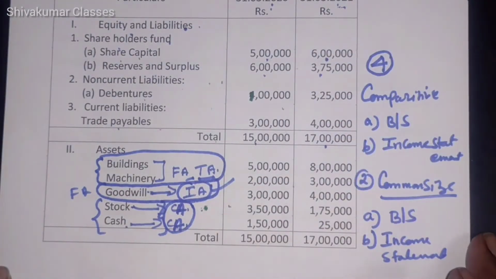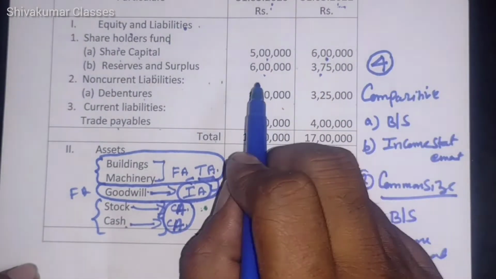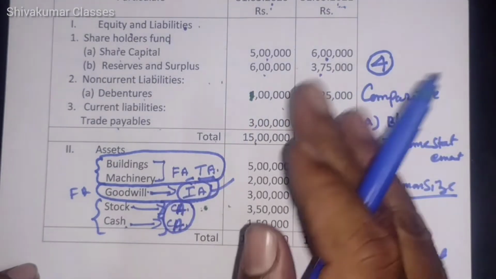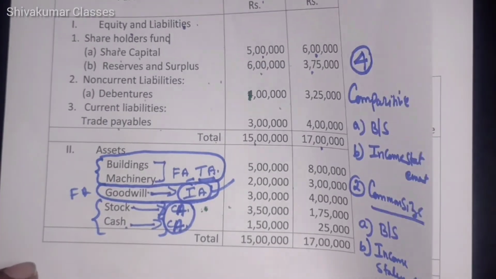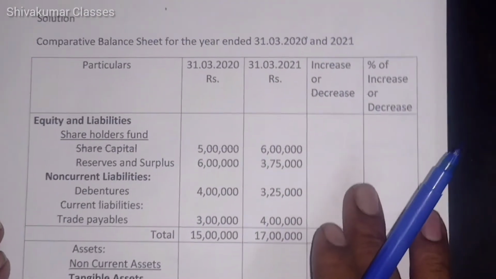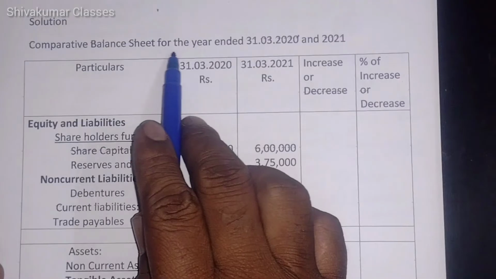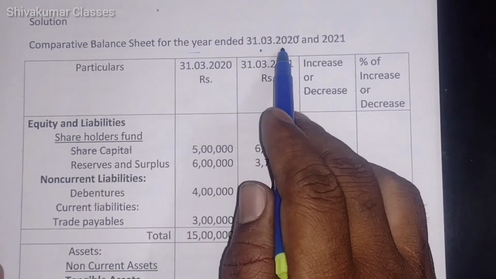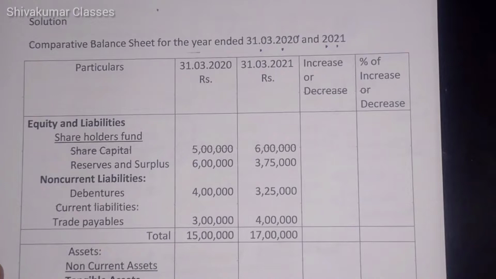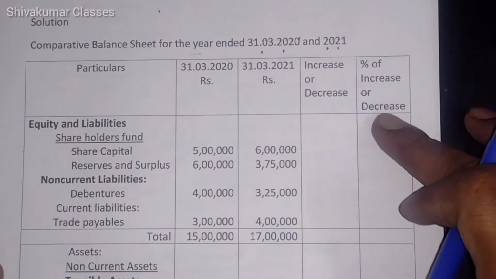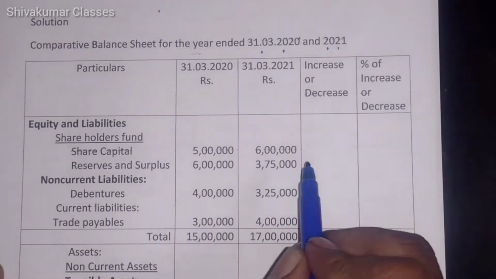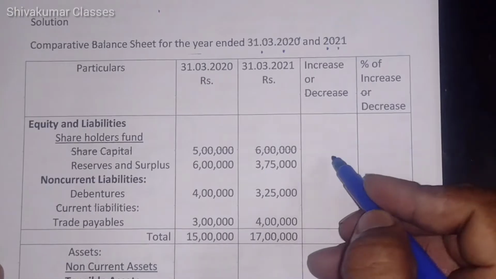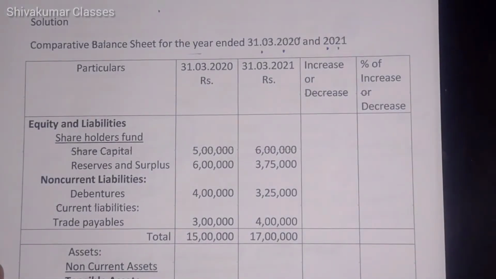What is this comparative? Just compare it. Comparing one year's information with another year's information. First, let me work out how that comparison arises. Just see that. Now, solution. Comparative balance sheet for the year ended 31st March 2020 and 2021. To work out this answer, we have only one formula. How to work out that formula? Let me show it for the first one. In the same manner we need to continue for the remaining ones.